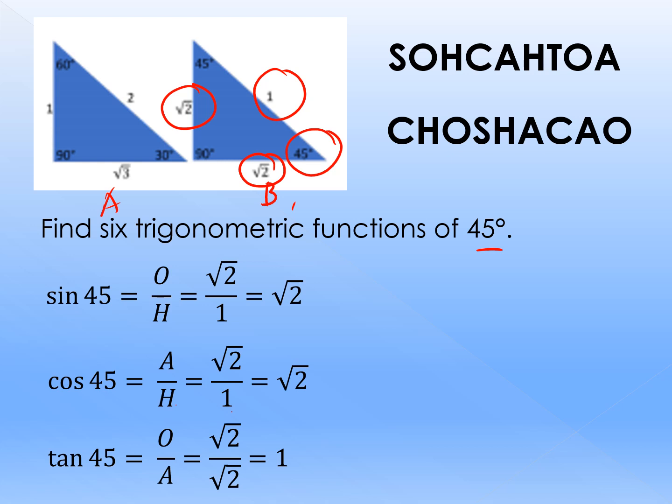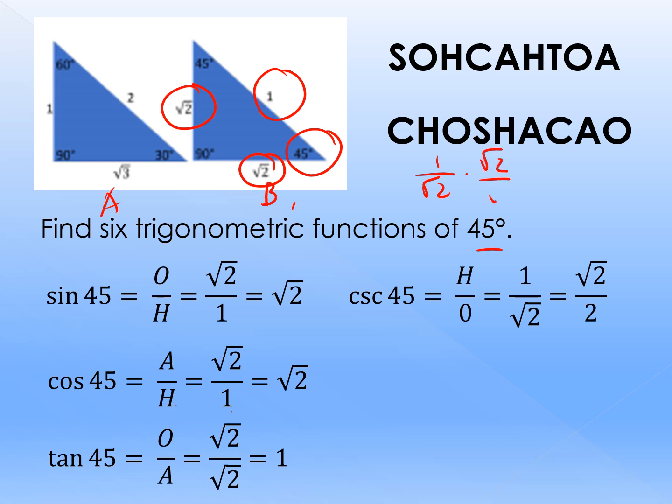Now, let's find cosecant. Cosecant 45 is equal to H over O, or hypotenuse over opposite. And that's equal to 1 over square root of 2. Now, by rationalizing 1 over square root of 2, like what we discussed, in rationalizing, we multiply both numerator and denominator by square root of 2. So 1 times square root of 2 is square root of 2. And square root of 2 times square root of 2 is just only 2. That's the reason why cosecant 45 degrees is equal to square root of 2 over 2.